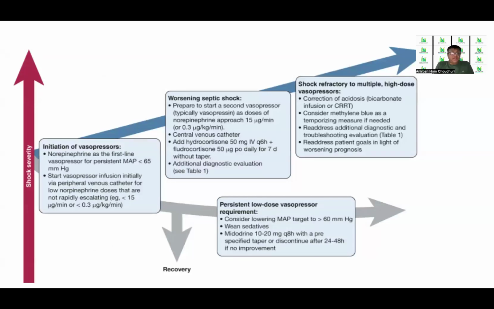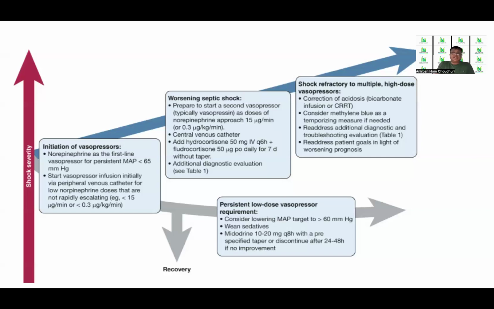So in septic shock, after initiation of vasopressors, the vasopressor infusion can be continued through a peripheral venous catheter for some time, with norepinephrine doses that are not rapidly escalating, that is less than 15 mcg per minute or less than 0.3 mcg per kg per minute. Now, if initiation of vasopressors is followed by worsening of septic shock, patients have to be prepared to start the second vasopressor, typically vasopressin, as the dose of norepinephrine is approaching 15 mcg per minute or 0.3 mcg per kg per minute.